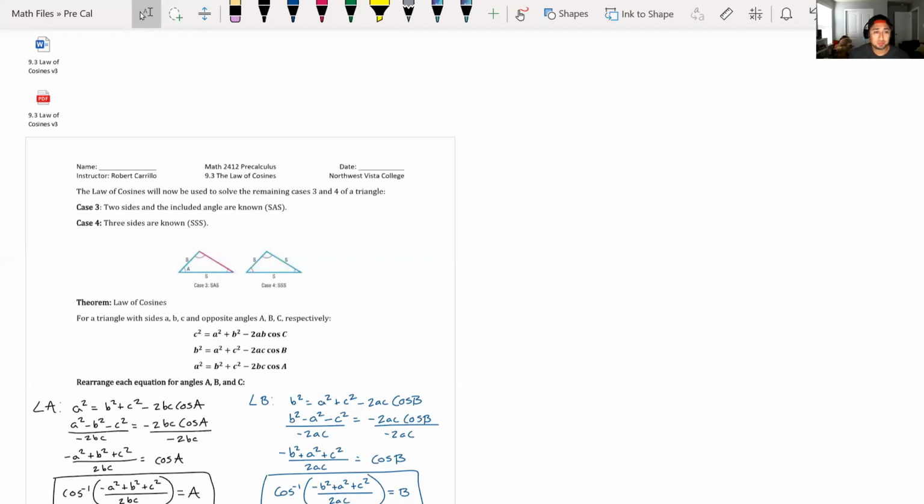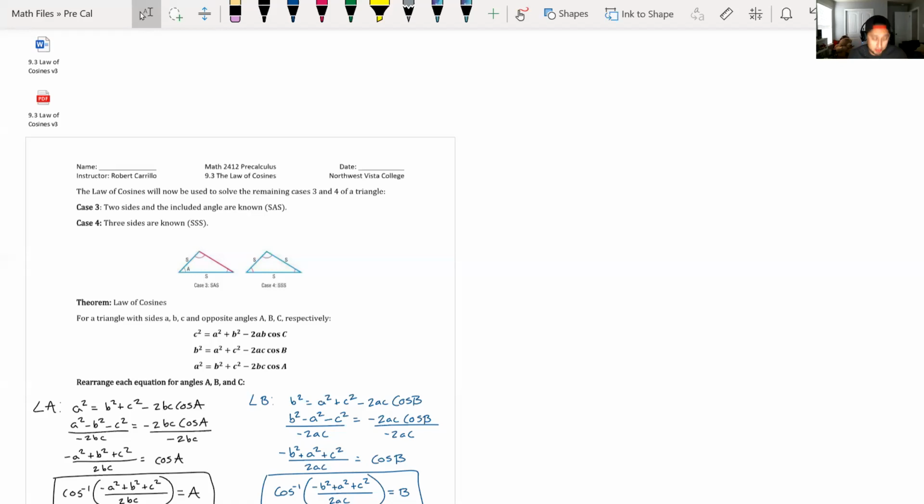Okay, welcome. This is 9.3 Law of Cosines. We use Law of Cosines to solve the remaining cases 3 and 4 for our oblique triangles. Case 3 deals with side angle side. Case 4 deals with side side side. Law of Cosines is definitely way easier than Law of Sines, but the formulas are a lot more to work with.